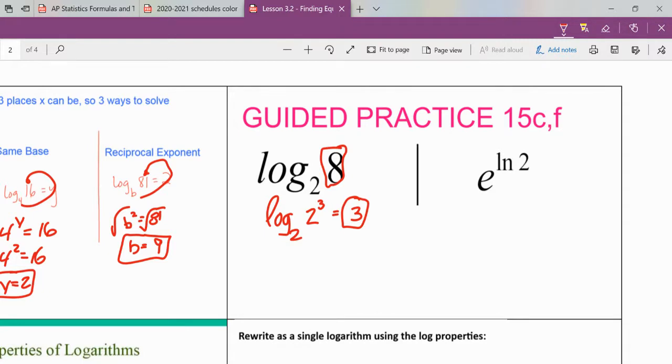Here, again, that's the last property in the logarithms. I write this as e raised to the log base e, because that's what ln is, of 2. And again, when those two things are the same, the answer is just right there. So that's 2.